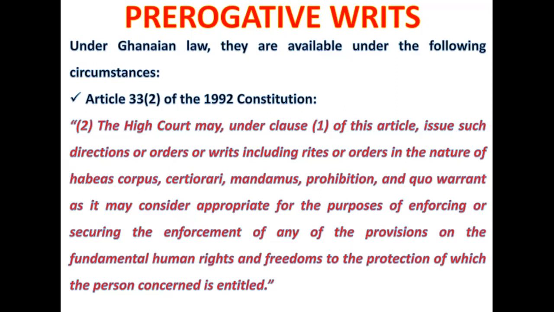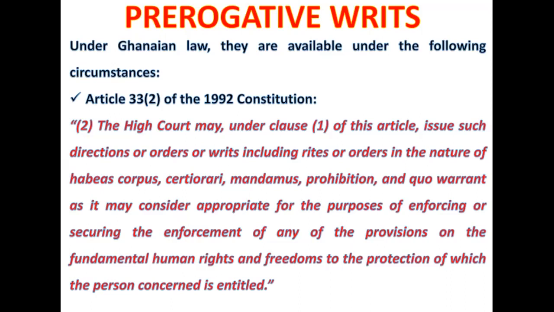Now you realize that under Article 33 Clause 2, for the purpose of the High Court enforcing a person's fundamental human rights, the High Court is empowered to issue such writs, including writs in the nature of habeas corpus, certiorari, mandamus, prohibition, and quo warranto. So under Article 33 Clause 2, the High Court is given the power to issue these writs. So that is the first ground under which these prerogative writs can be granted in Ghana. That is in the High Court's exercise of its exclusive original jurisdiction in enforcing fundamental human rights and freedoms of persons.